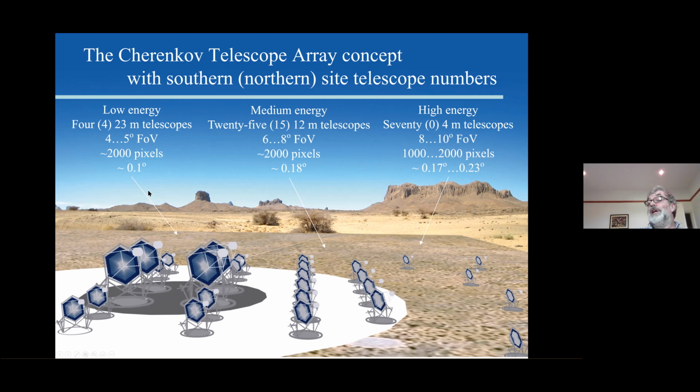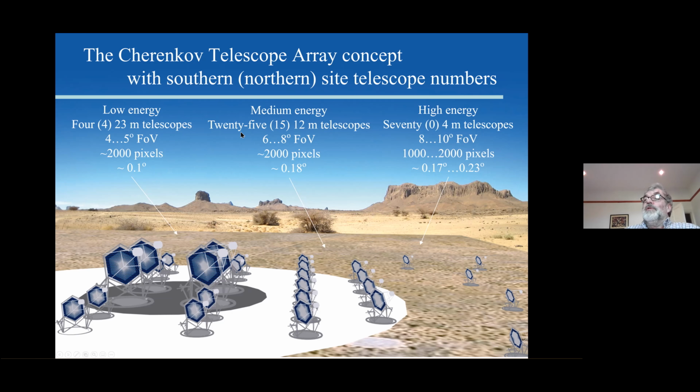So the initial concept was to have southern and northern telescope sites, rather, with differing numbers of telescopes. Here we'd have 4 23-meter telescopes, 4 large telescopes in the southern hemisphere, 25 12-meter telescopes, medium-sized telescopes, and 70 4-meter telescopes, small-sized telescopes, to cover the highest energy region, and this would be in a site in the southern hemisphere.